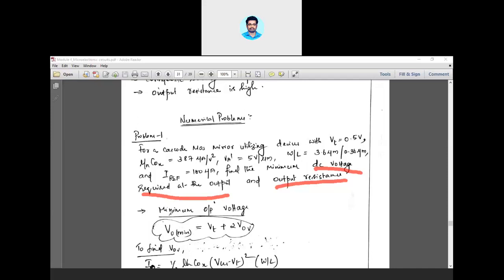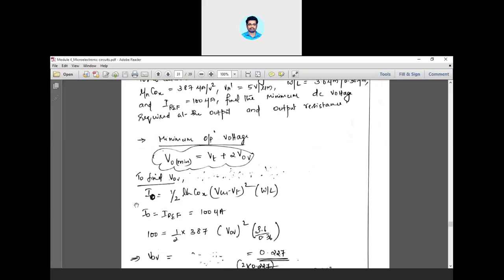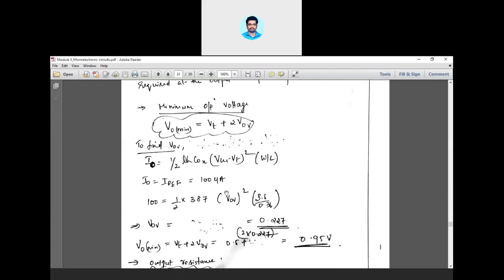To find the overdrive voltage, you have to write the expression for I0, which is very familiar to us from the first module. That is I0 is equal to half Kn dash W by L into (VGS minus VT) the whole square. Here I0 is 100, half Kn dash is 387, which is mu n into C naught x, into W by L, given 3.6 by 0.36, into VOV square. Solving this, you will get VOV. VT is already given, so just substitute here. VT is 0.5 plus 2 times VOV 0.227. You will get the answer of minimum output voltage.